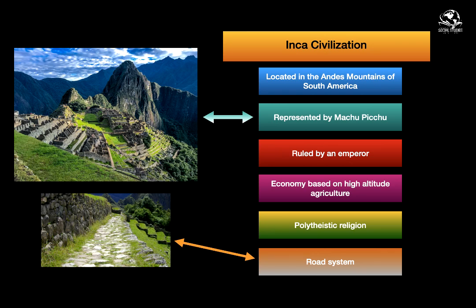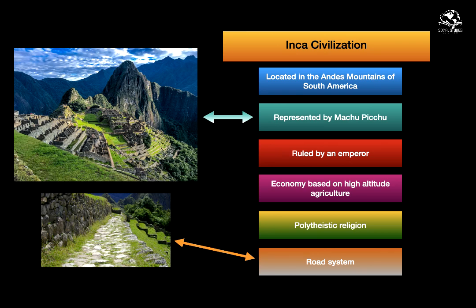And it's one of the only ritual stones that are left of the Incas because the Spanish were Catholics and they destroyed them. So the Inca are very much like the Aztec, where they have one centralized ruler. They're ruled by an emperor. Their economy is based on high altitude agriculture. They have a polytheistic religion, so that's something all three of these people have, meaning many gods.